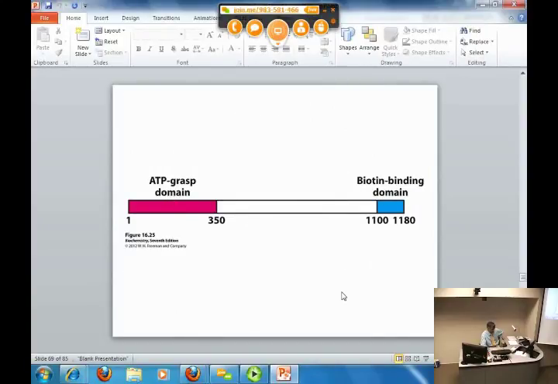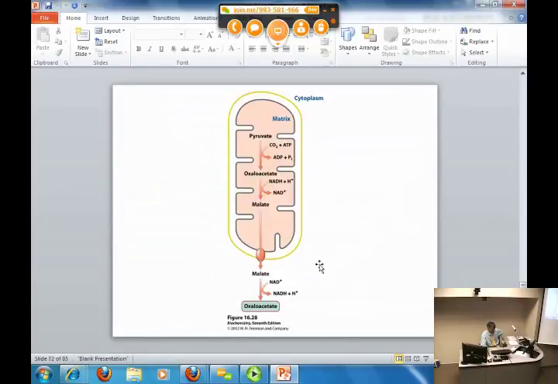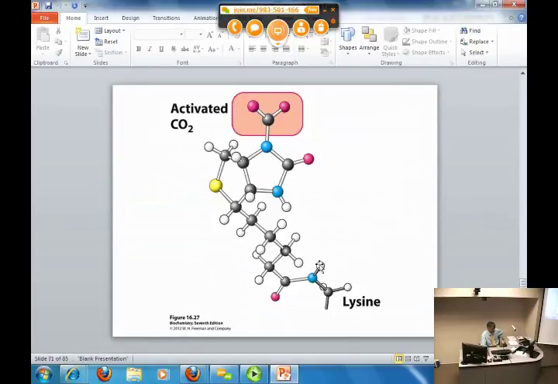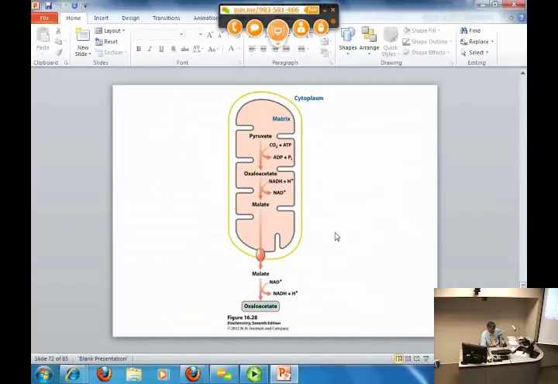ATP grasp domain, biotin domain. These again are active cofactors involved in the enzyme reaction. And this is the activator, how the lysine has been activated in the stick diagram. And this is cytoplasm and mitochondria, where the oxaloacetate from the mitochondria is being produced, and this is being used for gluconeogenesis.